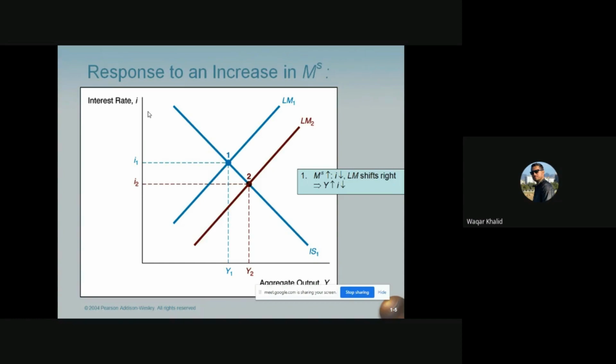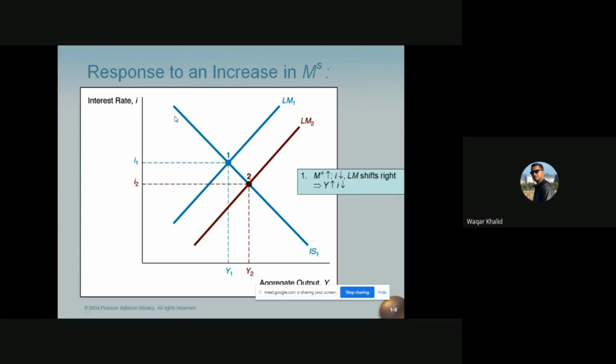Now, if we talk about a decrease in the money supply, what will happen? A decline in the money supply reverses the process. It means we have the reverse effect when the money supply decreases. It shifts the IS-LM curve to the left.